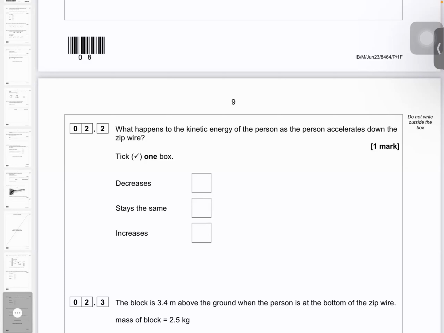Okay, nothing is wasted. Maybe one can say, okay, there will be a bit of heat on the wire as the guy is going down the wire. Yes, true. That's a true fact. But that heat energy is usually negligible. It's not so much. So the kinetic energy will be increasing as the potential energy is reducing. So we're going to go with increase for this one. Nothing stays the same.